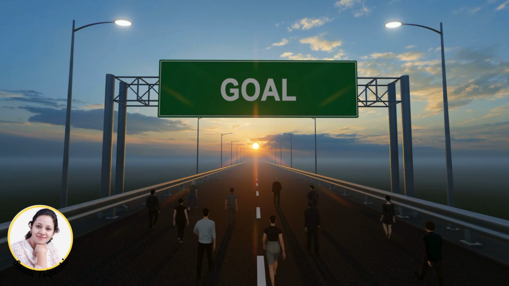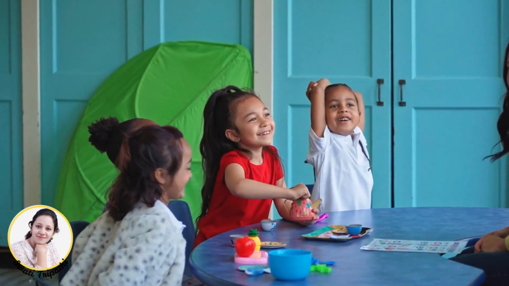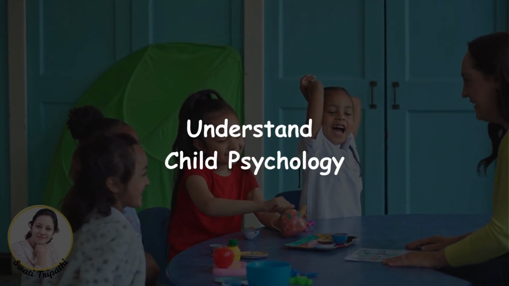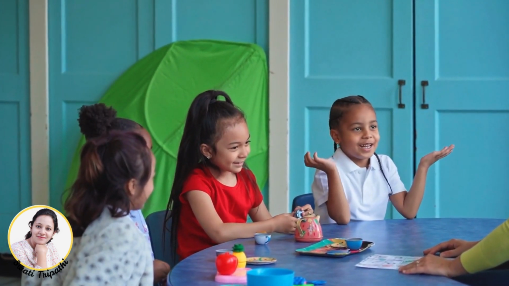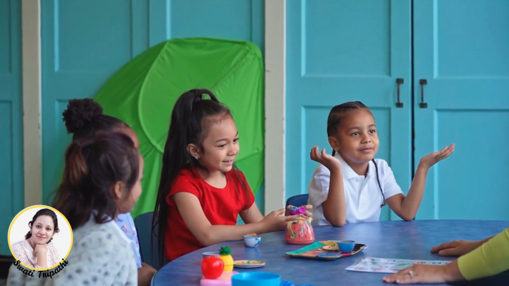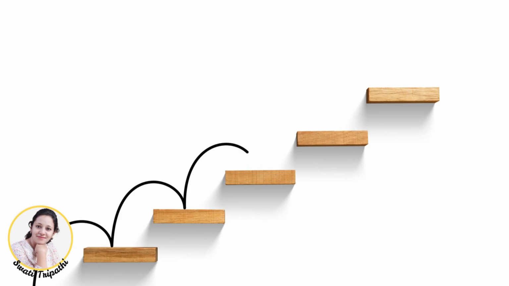So our main goal is very clear: we want to work on the child. And for that, we need to understand their psychology, their way of learning, their way of understanding things. For that, we need to go with a step-by-step procedure. Okay, so what is the meaning of step-by-step procedure? That I'm going to tell you in a few steps that you need to understand.